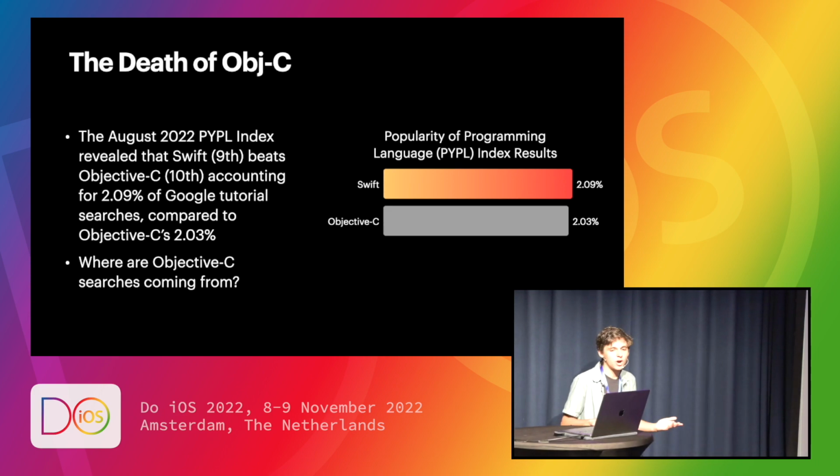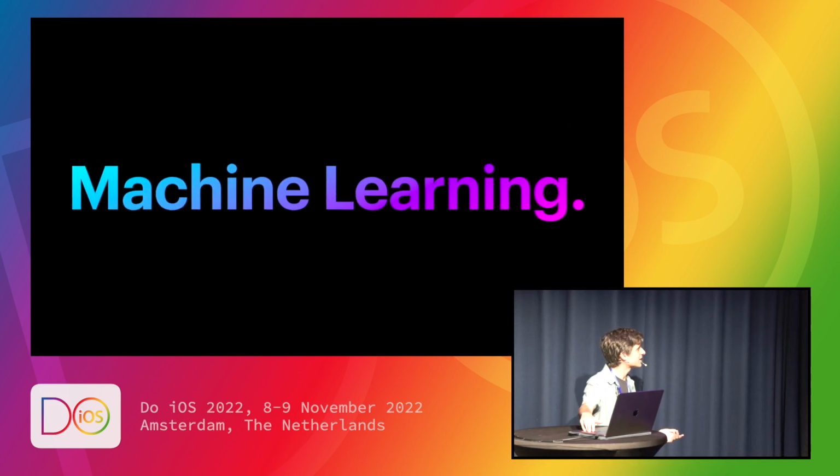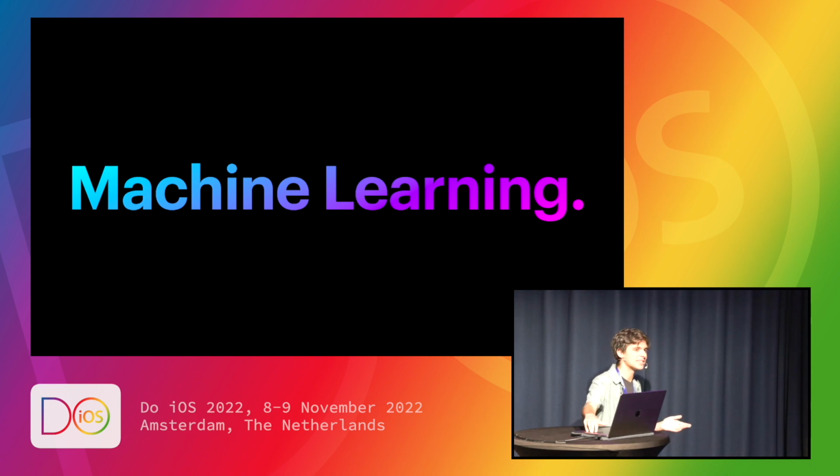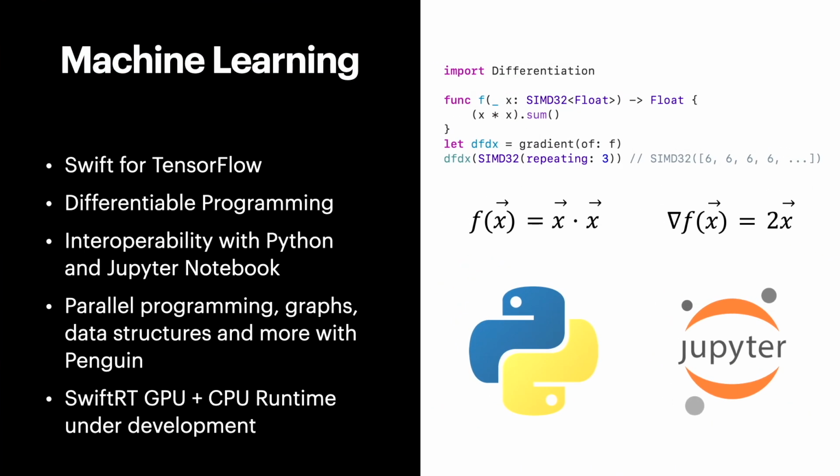Now, where is Swift going now that Objective-C is in the past? Machine learning. You can't really blame Swift, because every technology has just been shifting towards machine learning at this point. Is it necessary? I would say sometimes yes, sometimes no. But is it a buzzword? Definitely yes.